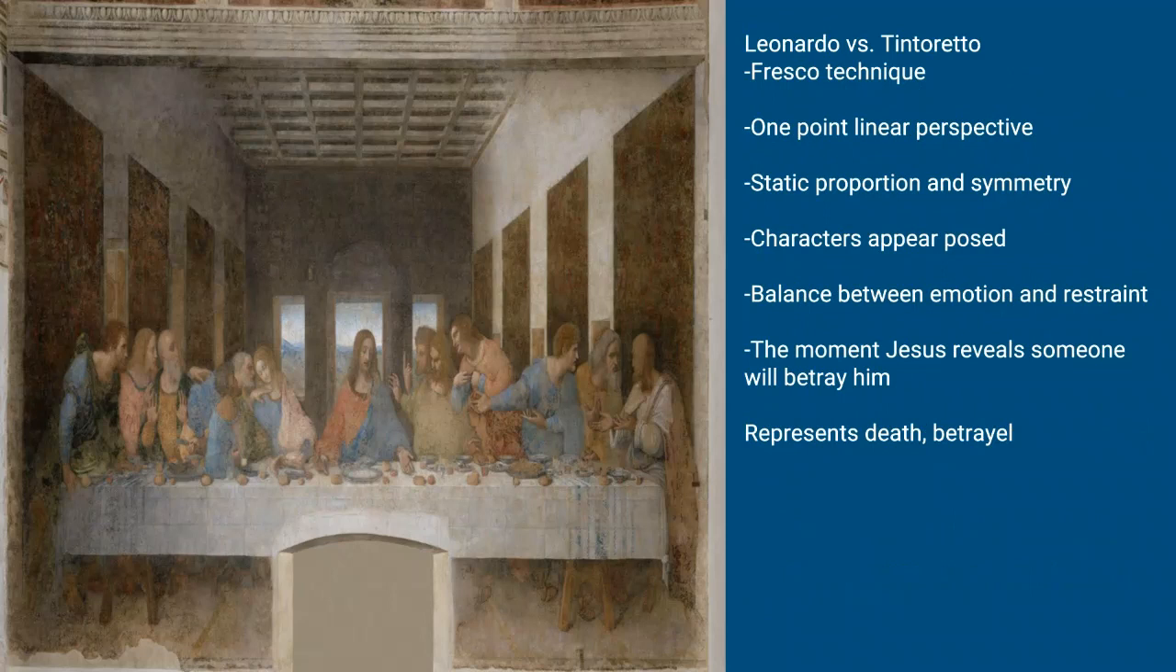The characters here are posed, or they appear to be posed when compared to Tintoretto's, which were much more spontaneous in their gestures and movements. There's a balance in Leonardo's between emotion and restraint, whereas Tintoretto's shows much more emotion and is a bit more dramatic. This scene is where Jesus reveals that someone will betray him. So the apostles are asking, "Is it I, Lord?" And this painting represents death and betrayal, whereas Tintoretto's represents life.